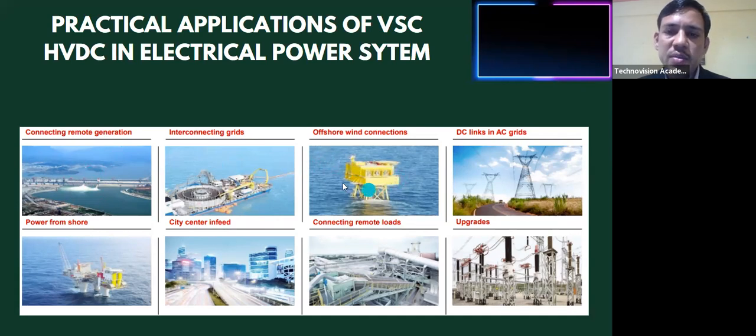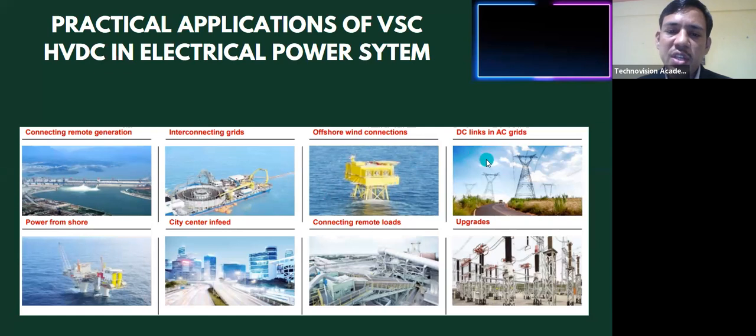Offshore wind connection. We know that nowadays people are producing power with offshore windmills. Their power will feed to the rectifier in the sea area itself, where AC is converted into DC. That DC will come to the shore, and there is an inverter station that will convert DC again into AC and feed it to the grid. So that is the offshore wind connection by using the VSC HVDC.